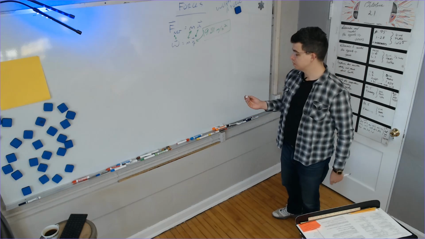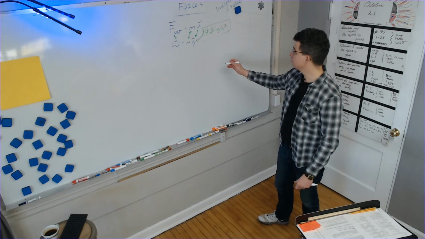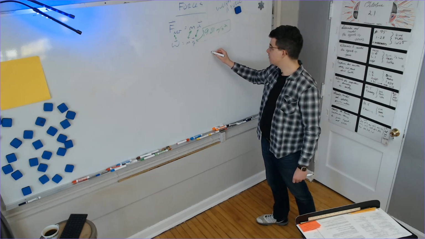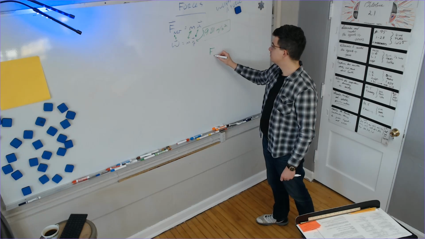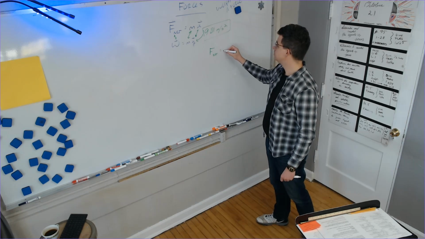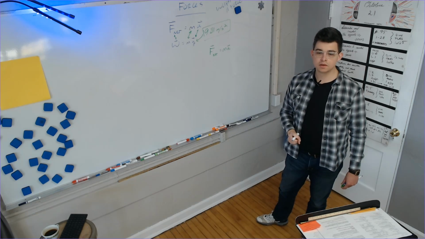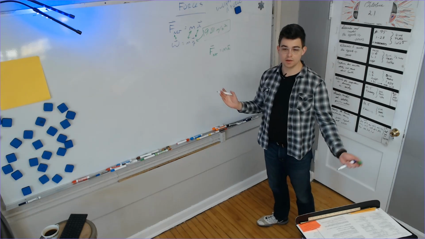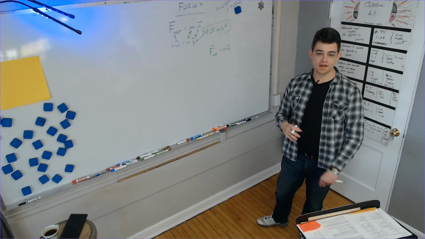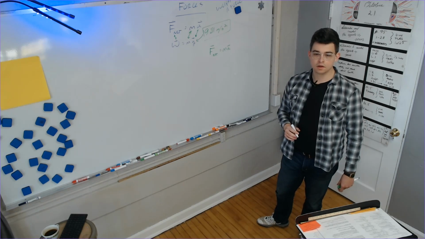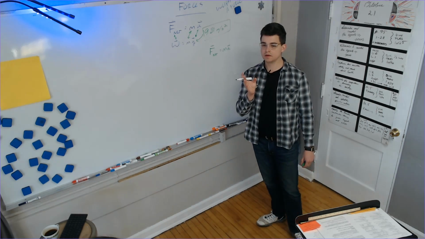How do we do this one? Tell me the first step. Write out your equation. Tell me the equation to write out. F net equals ma. But you need, those get arrows. Yep. Next step. What do I do next? What's the next step in general for equations? Put in your number.